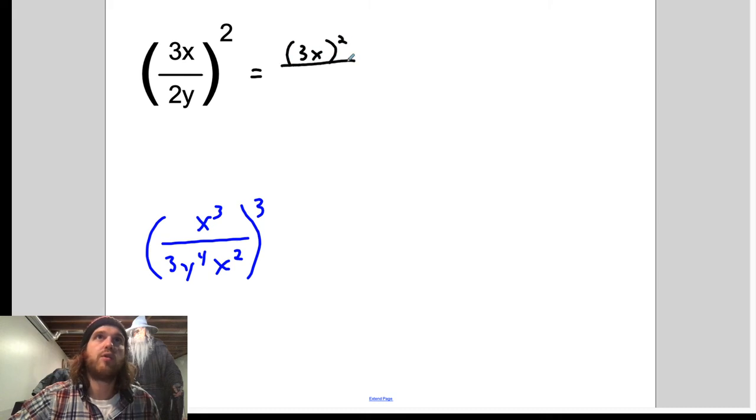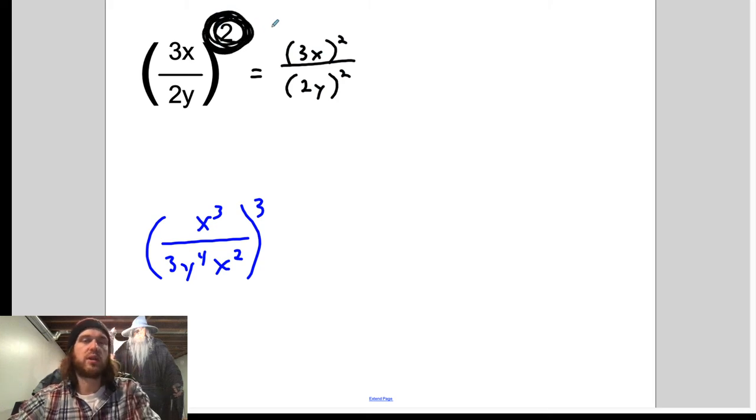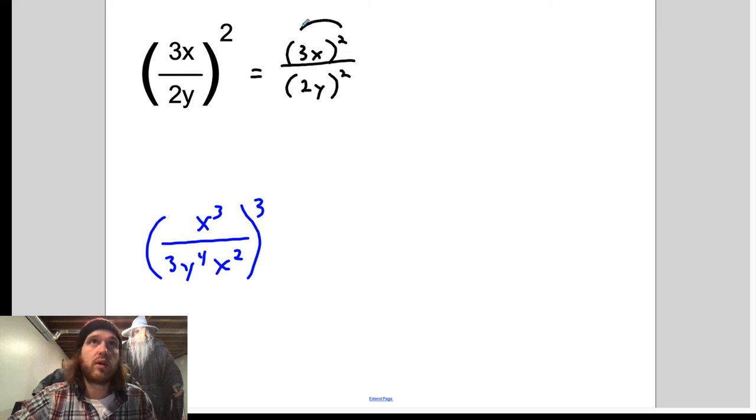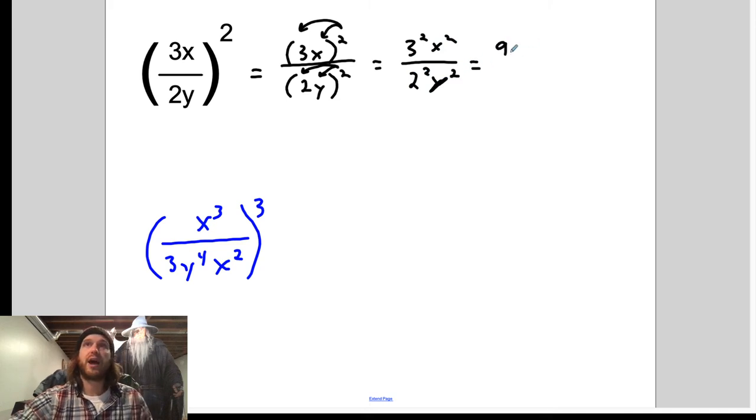3x squared over 2y squared. Both of them should be raised to whatever power is written right there. All right, and now we're going to, it's not the distributive property, but it's similar. We're going to make sure each base on the inside of these parentheses is raised to that power. So that's going to be 3 squared x squared over 2 squared y squared. So we end up with 9x squared over 4y squared.